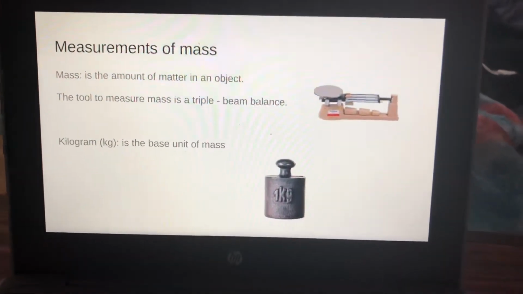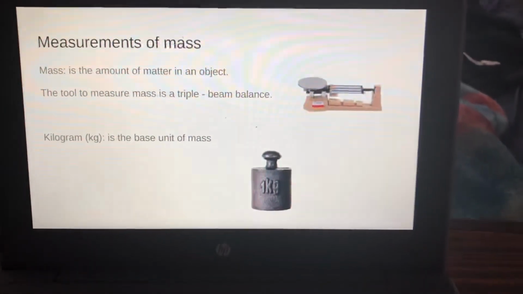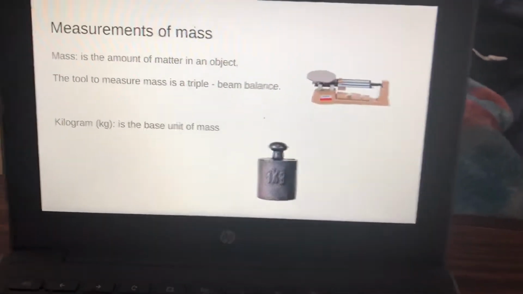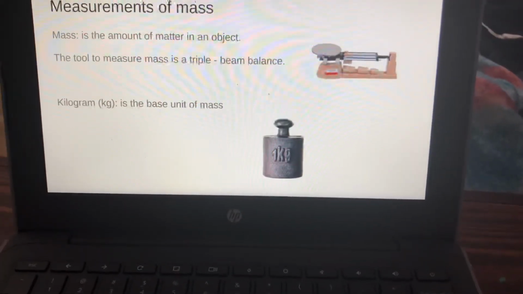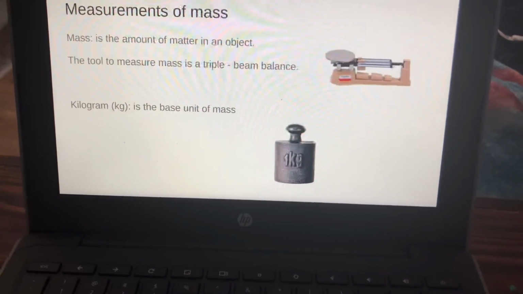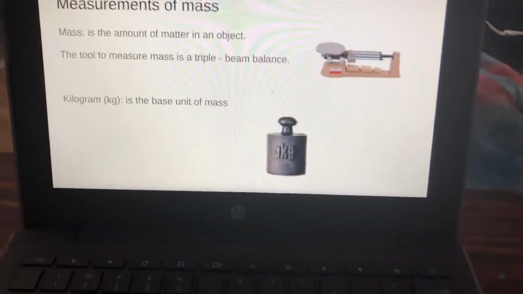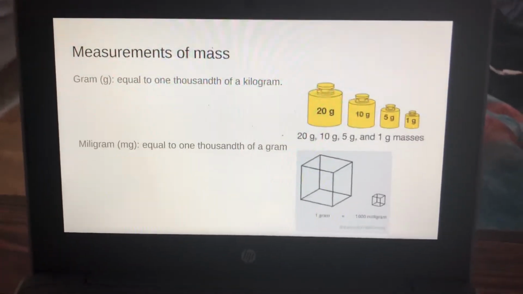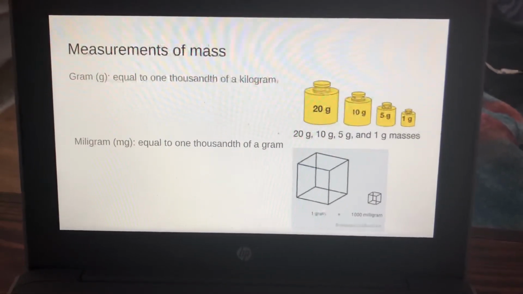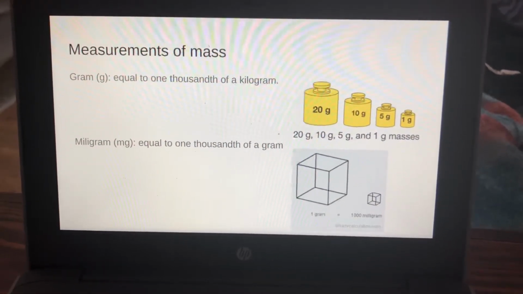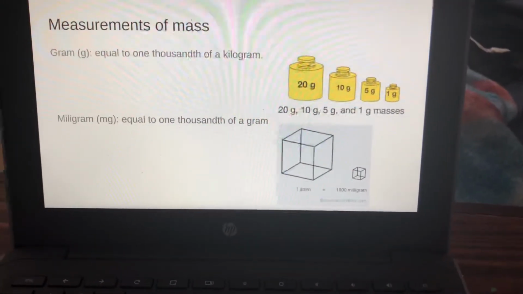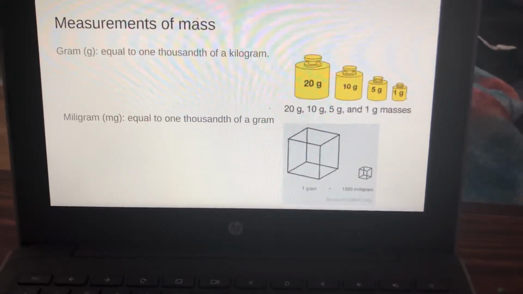Measurements of mass. Mass is the amount of matter in an object. The tool to measure mass is a triple beam balance. A kilogram, the base unit of mass. The abbreviation for kilogram is kg. Gram, equal to 1/1000th of a kilogram. The abbreviation for gram is g. Milligram, equal to 1/1000th of a gram. The abbreviation for milligram is mg.